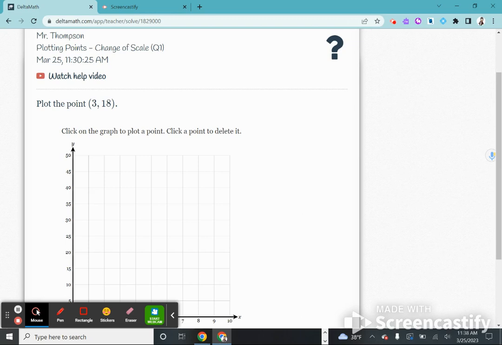All right, we're trying this again. My pen keeps falling apart here, so hopefully this works.